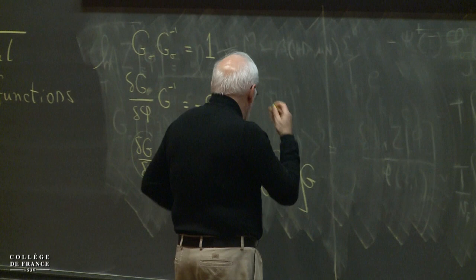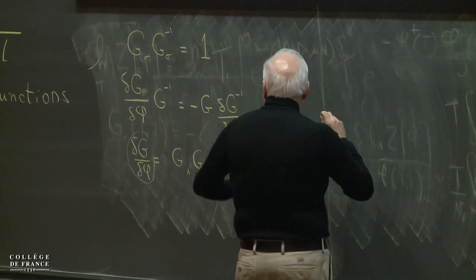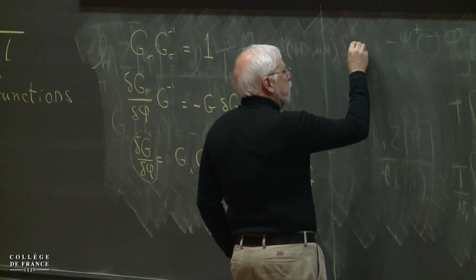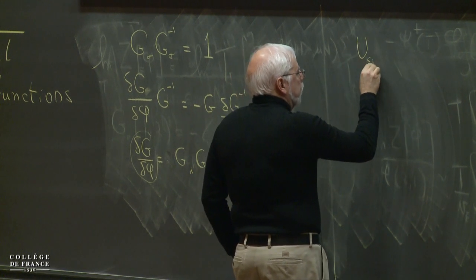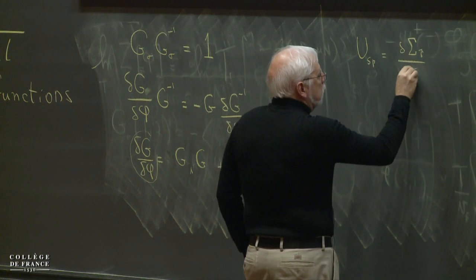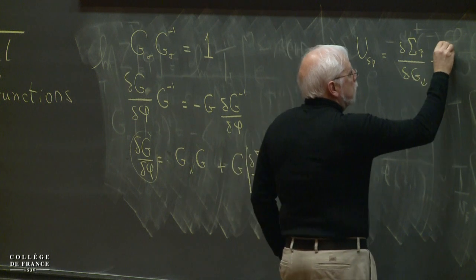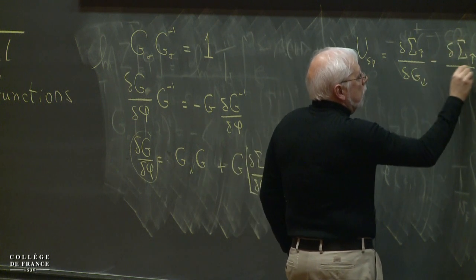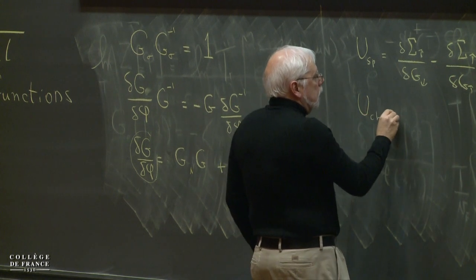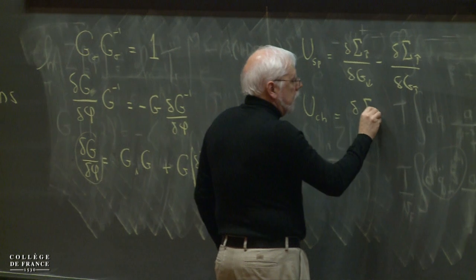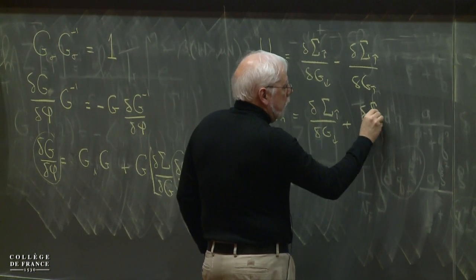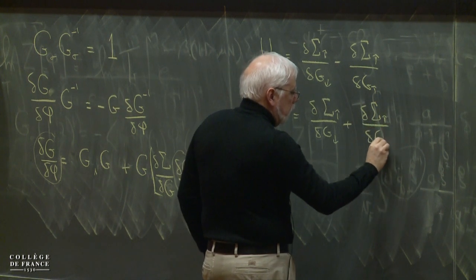And you have to work out the spin indices. You take the symmetric and anti-symmetric part. It's a little bit of a mess, but in the end what you get is that U spin is delta sigma up, delta G down, minus delta sigma up, delta G up, and U charge is just the same thing but with a plus sign, delta sigma up, delta G down, plus delta sigma up, delta G up.